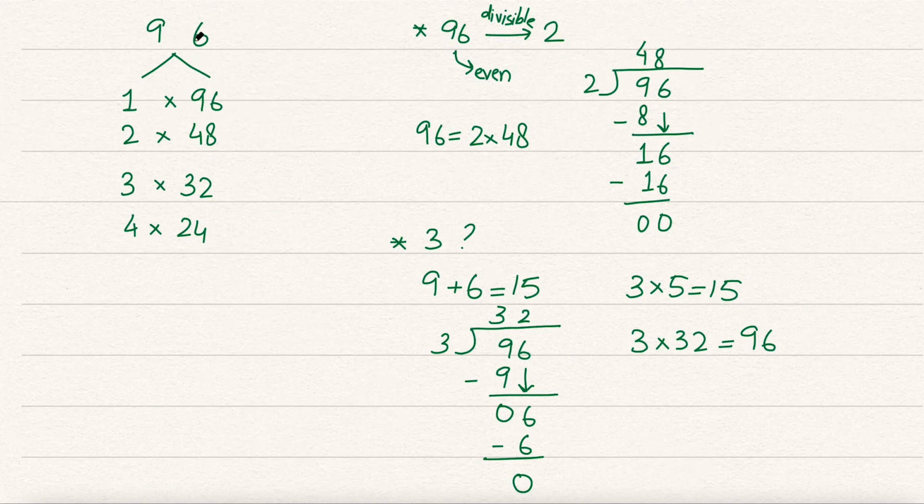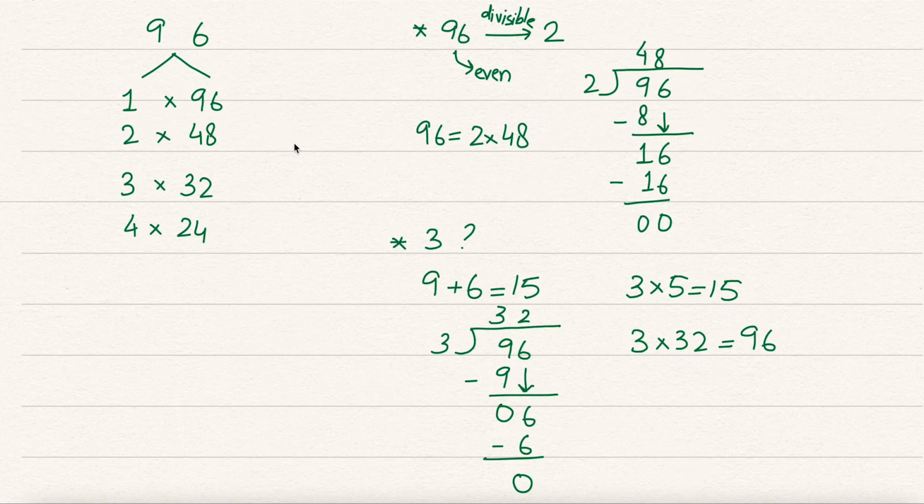Check if 96 is divisible by 5. 96 is not divisible by 5. Why? Because the unit digit is not equal to 0 and it is not equal to 5. That's why 96 is not divisible by 5.